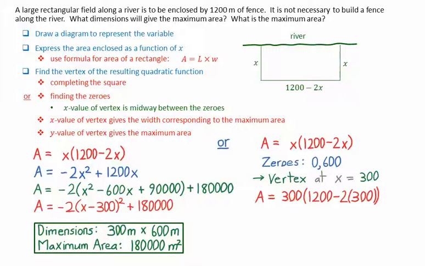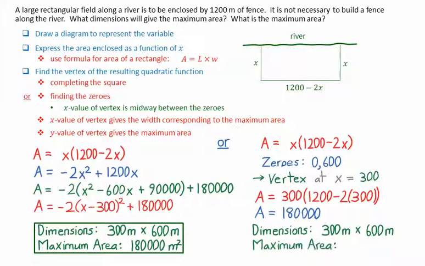A equals 300 times 1,200 minus 2 times 300. This gives a value of A, the area, again, of 180,000. We then get the exact same results. The dimensions of 300 meters by 600 meters, and a maximum area of 180,000 square meters.